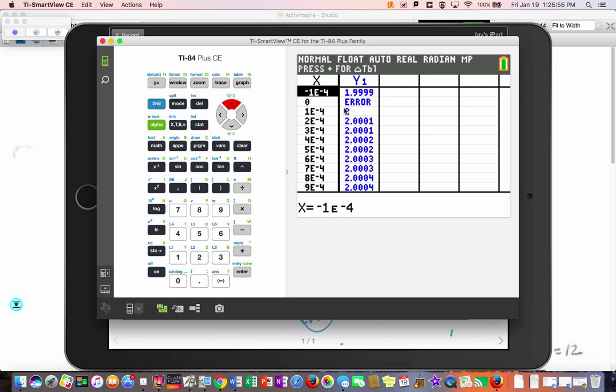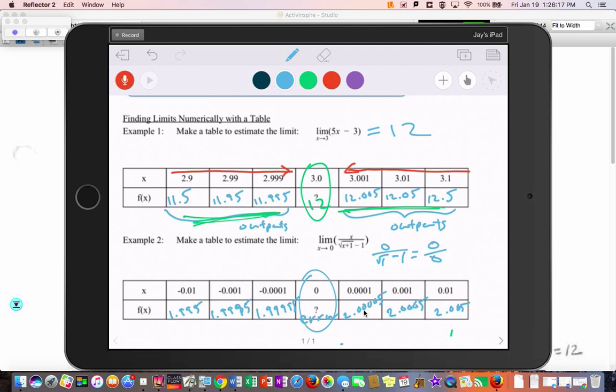Now it looks like there's a 2 there, but if I highlight it, it shows me down here there's 1, 2, 3, 4 zeros, and the 9 would say round the 4 up to a 5. So you have 1.99995, 2.00005. Oops. So there we go.